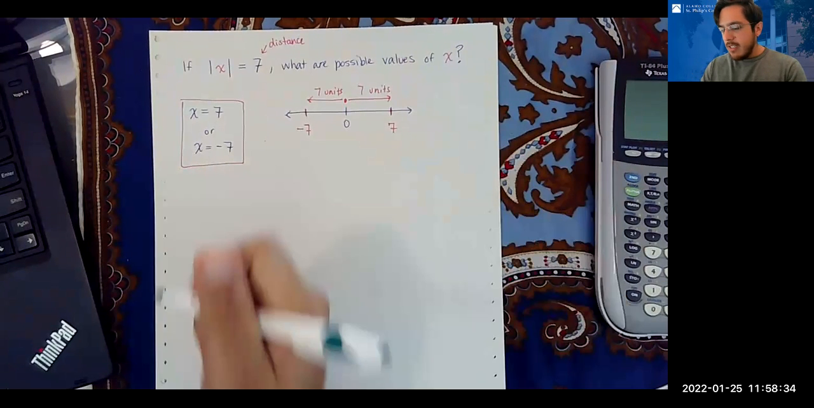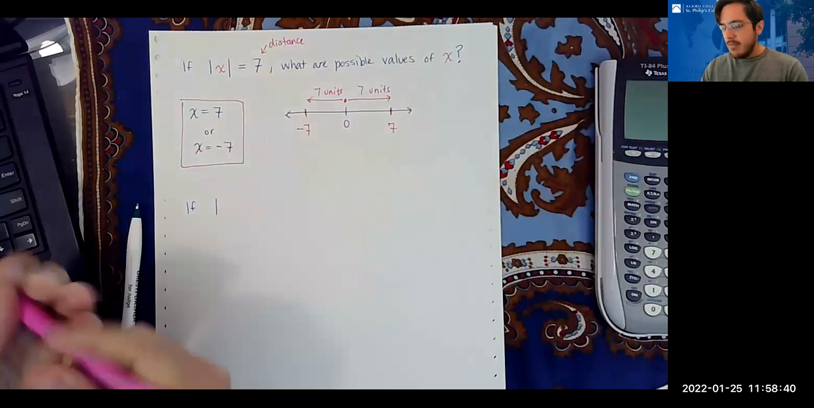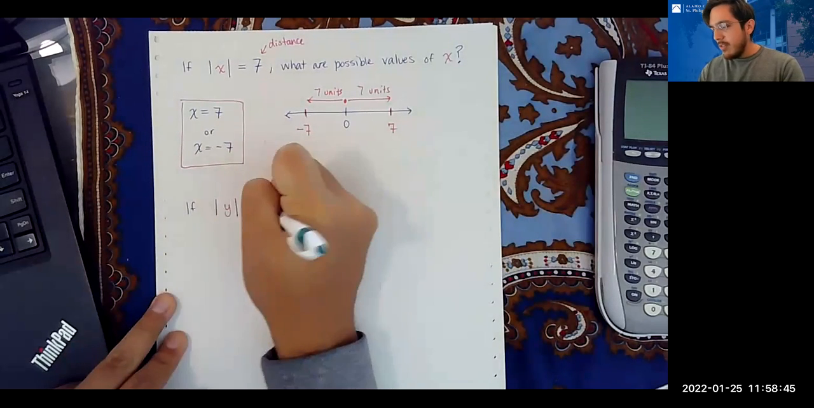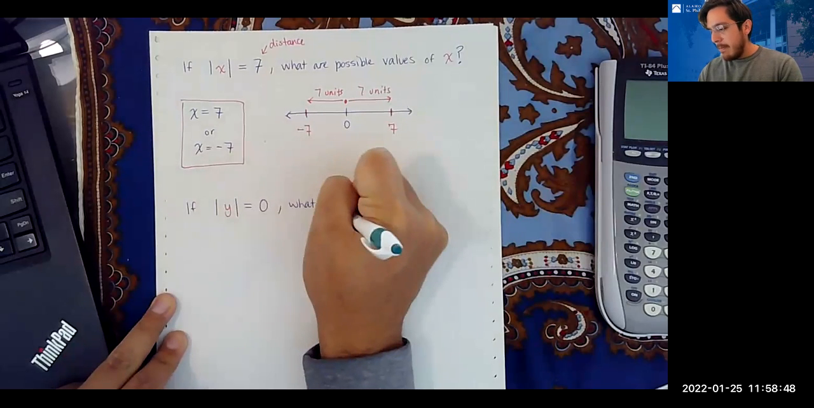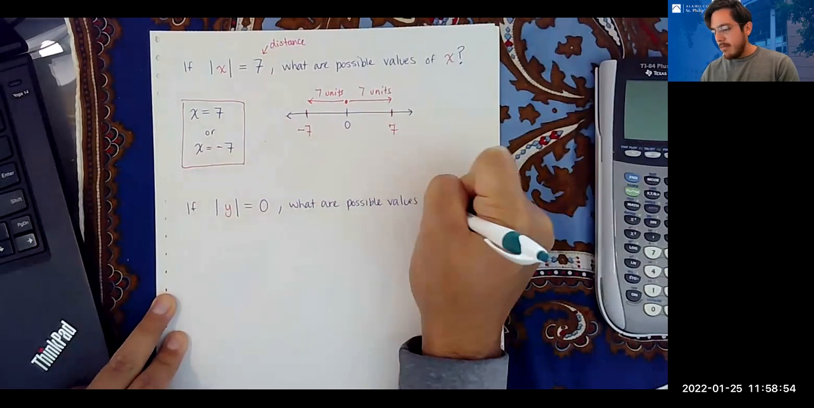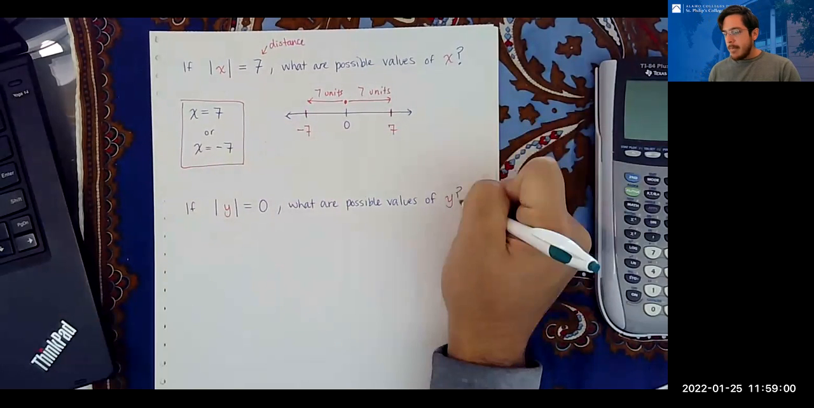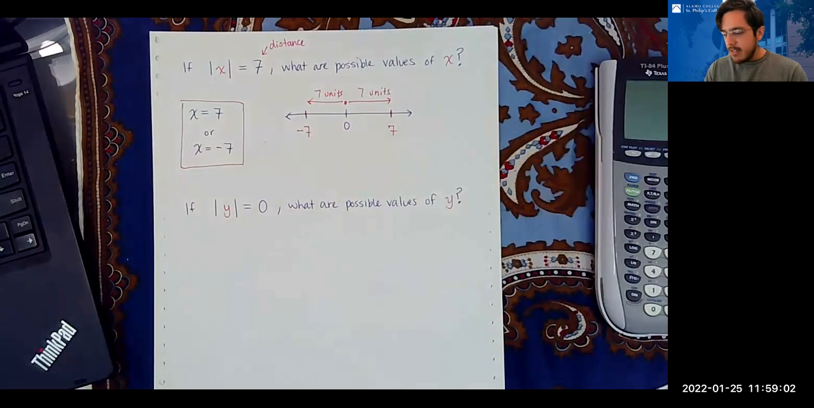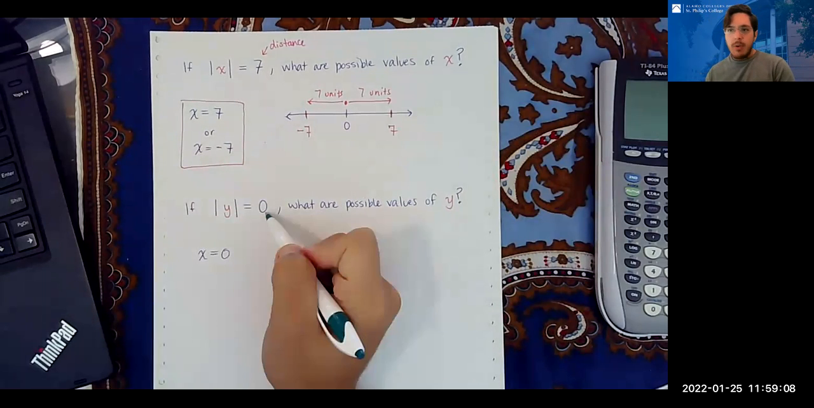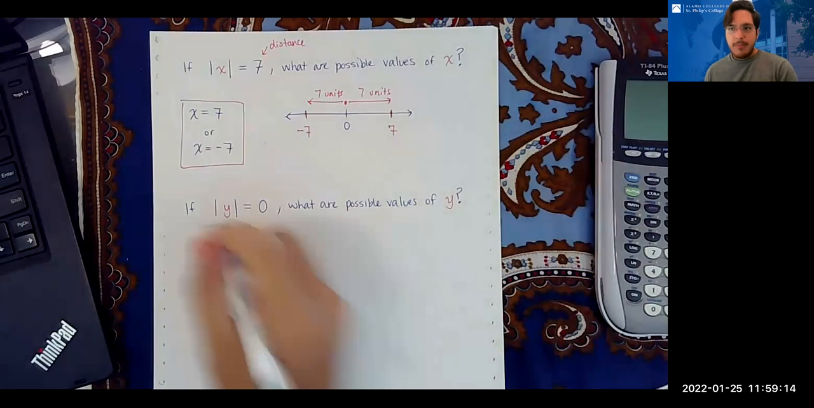If they ask you, let's say, if the absolute value of y is equal to 0, what are possible values of y? What would the answer to this question be? Still 0. Yeah, y could only be 0, because again, they've given us a distance of 0. So if we're not any distance away from 0, we are at 0. So there's only one possibility here.